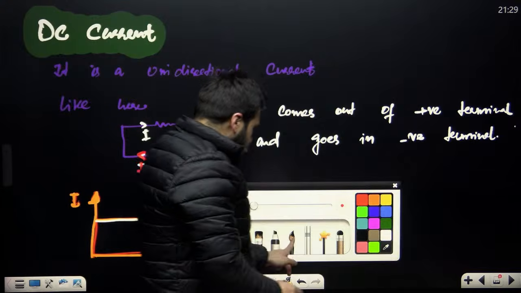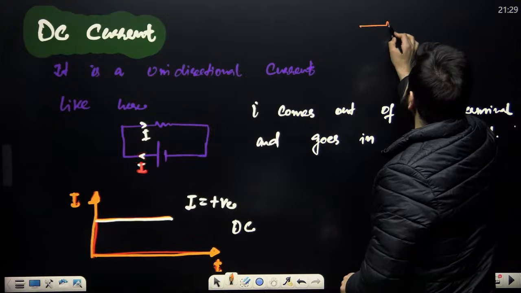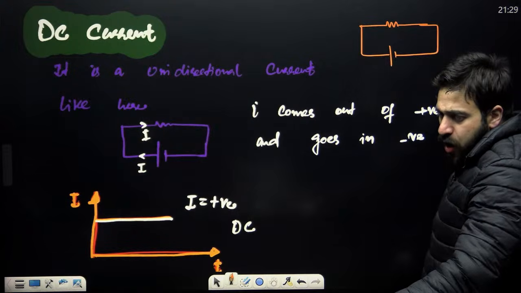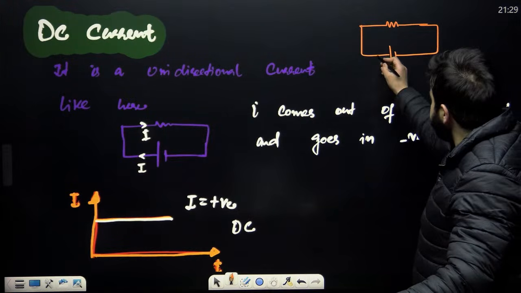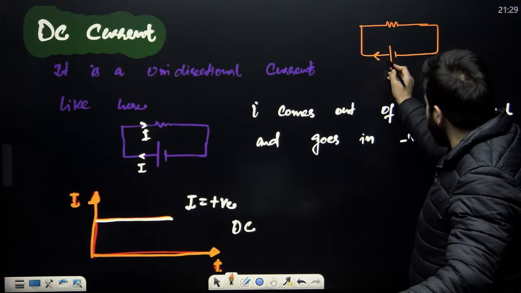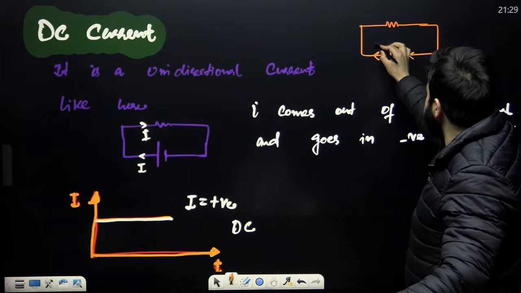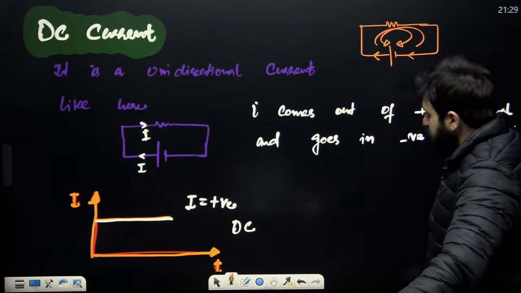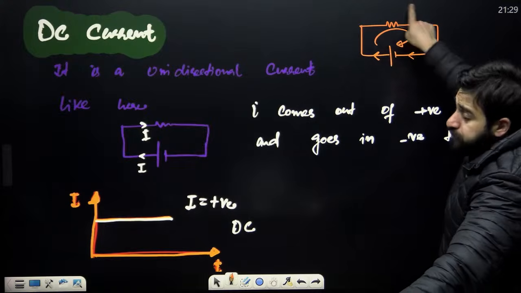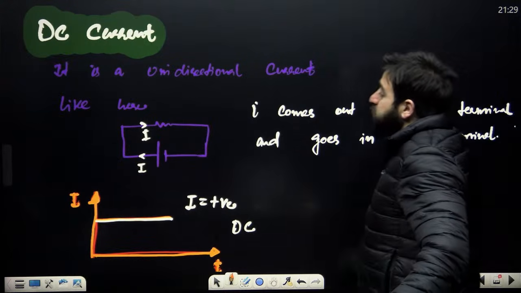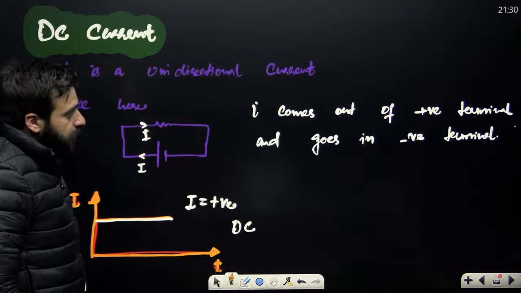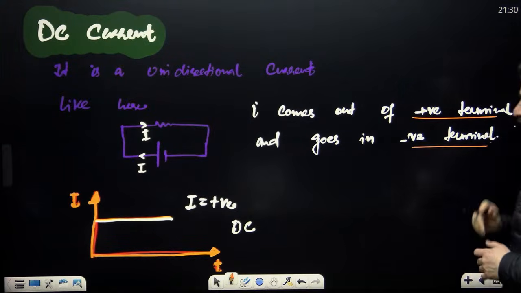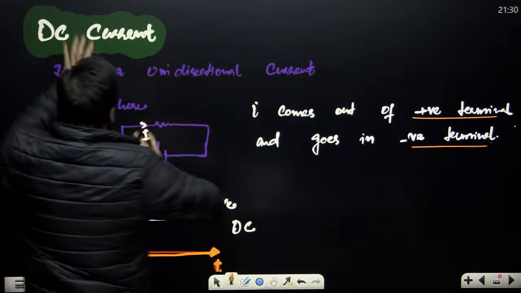And always remember, when you make a circuit, listen to me very carefully. Let's suppose this is the resistance over here and you connect a battery over here. This is what we call a circuit. Always remember, we say current comes out of the positive terminal and enters the negative terminal. It moves something like this. The direction of the current can never be like this. It will always be from positive to negative. So this is what we call unidirectional current. So current comes out of the positive terminal and goes into the negative terminal. This is what we call direct current.